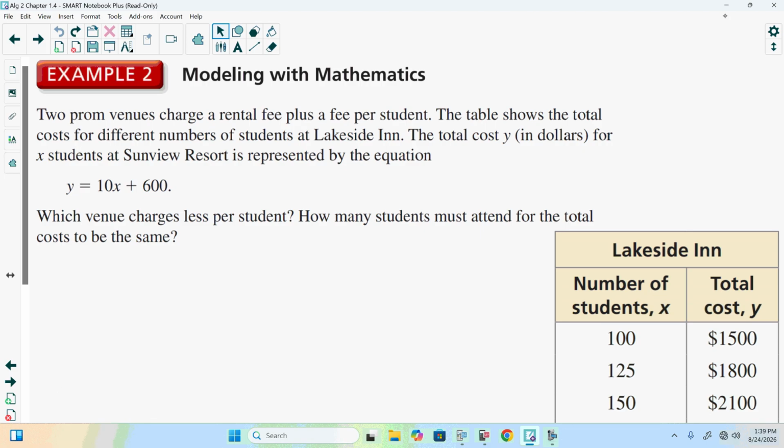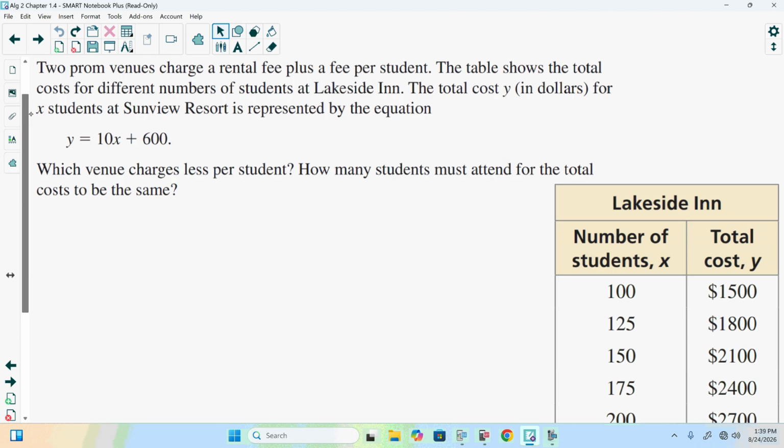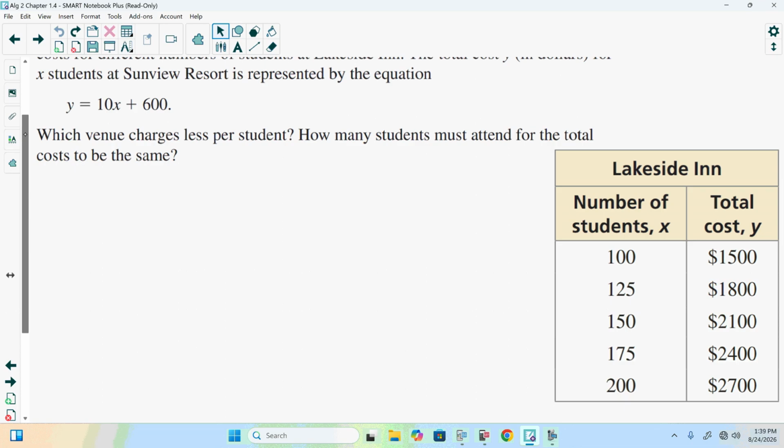So what we're doing today is continuing with what we started on Friday, finding equations of lines. Venues charge a rental fee plus a fee per student. The table shows the total cost for different numbers of students at Lakeside Inn. The total cost y in dollars for x students at Sunview Resort is represented by the given equation. We want to figure out which venue charges less per student and how many students must attend for the two costs to be the same.